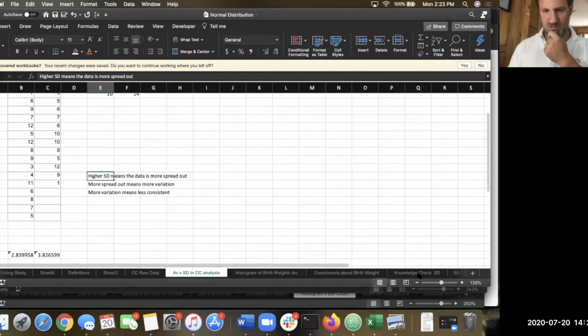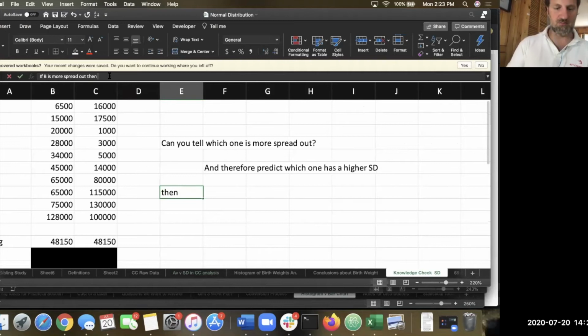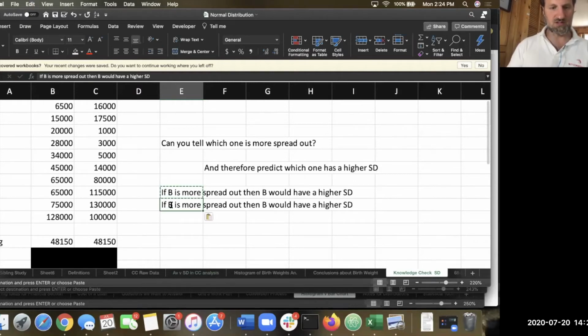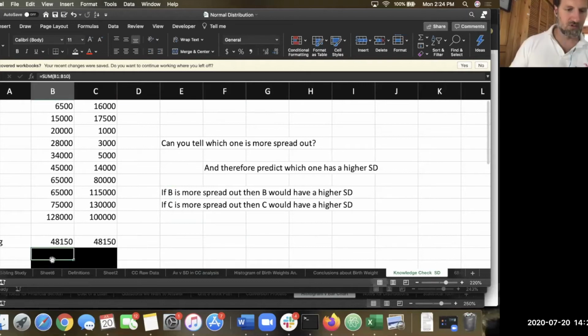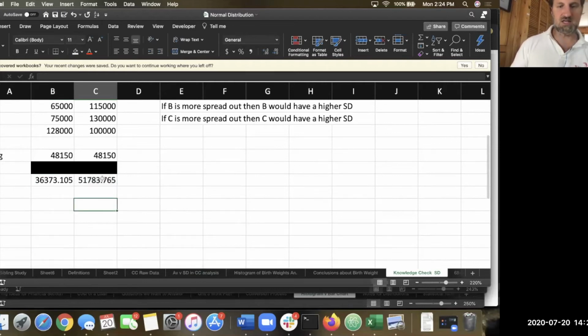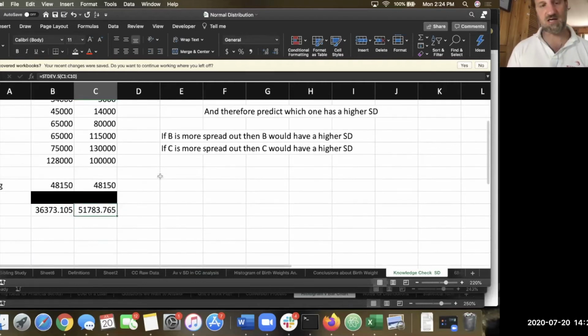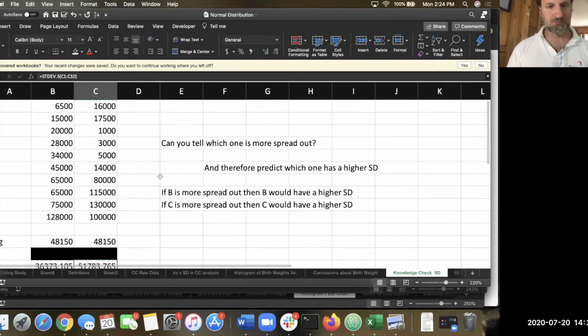So if B is more spread out, then B would have a higher standard deviation. And the opposite is true, which means that if C is more spread out, then C would have a higher standard deviation. So the standard deviation is going to tell us which one is more spread out. So we look at these numbers, and it turns out that C is more spread out because it has a higher standard deviation. So this is an example where that's a little hard to tell.